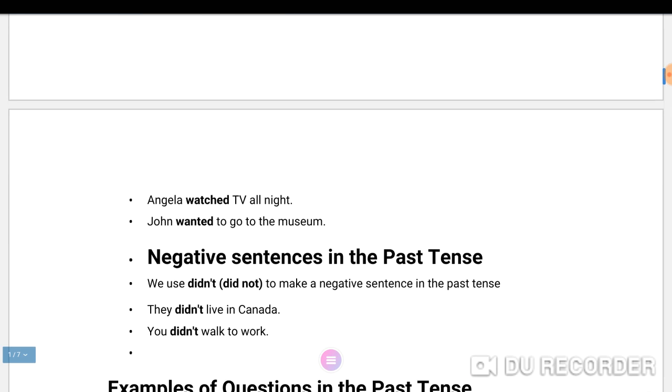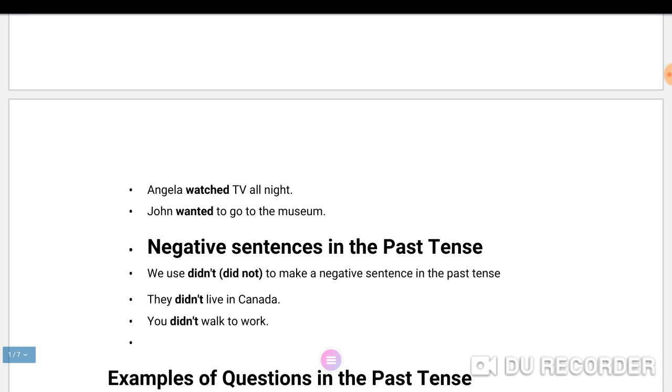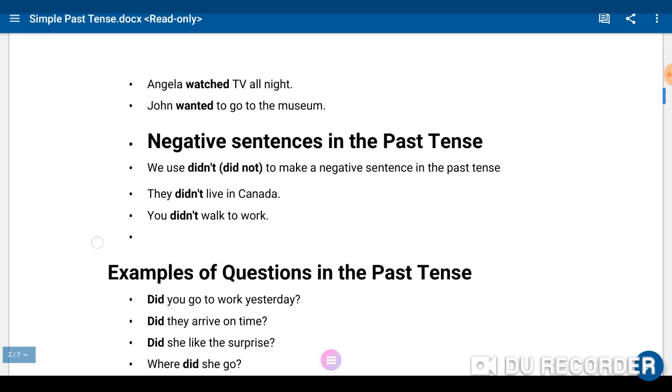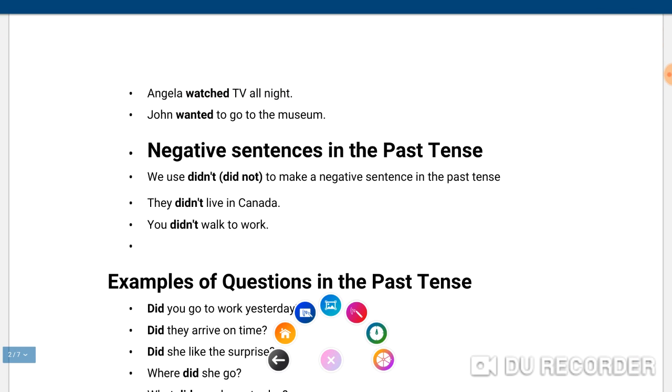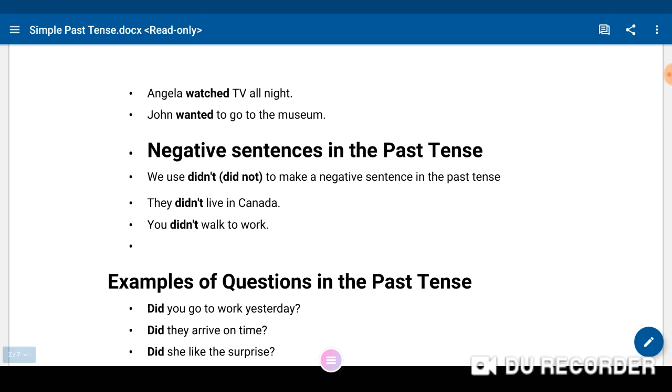We are still on simple verbs, not complicated verbs or irregular verbs or something like that. So, Angela watched TV all night. John wanted to go to the museum. So, till now, we are adding ed only. Okay, because all these verbs are regular verbs. Okay. Let me show you what the regular verbs are before going.